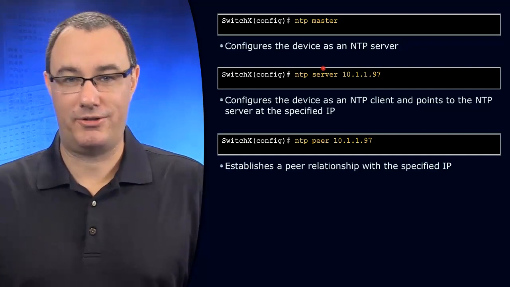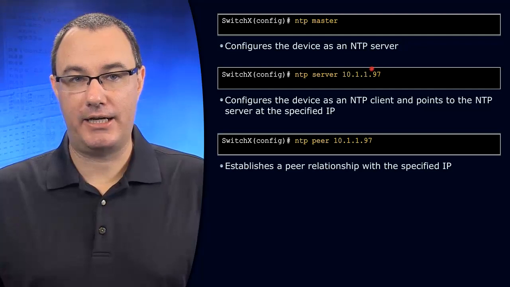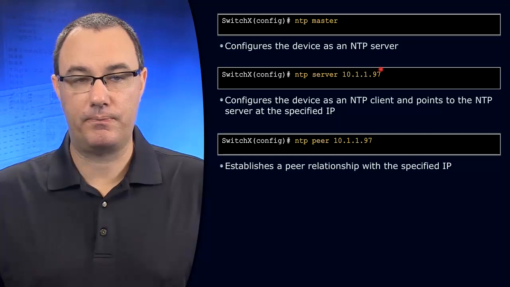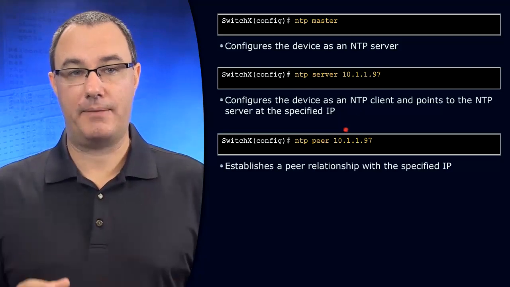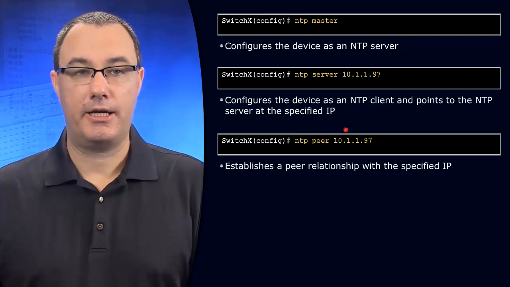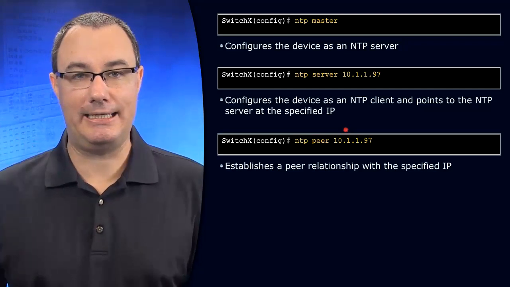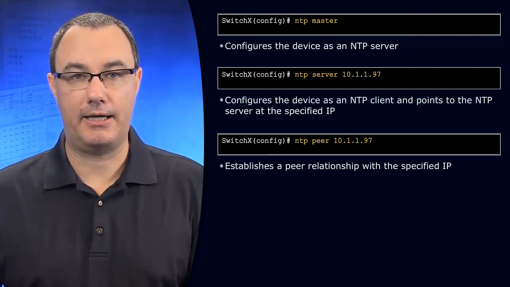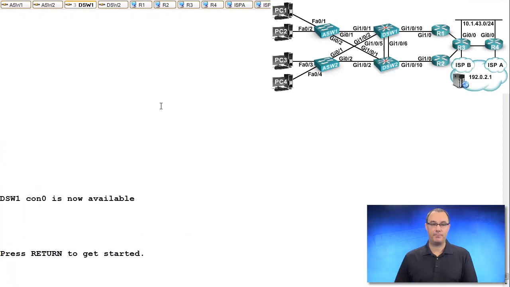To point to a server, you do NTP server and provide the unicast IP address that you're going to be sending your NTP queries to. And then if you want to set up a peer structure, you can do that, NTP peer, and you would have both devices pointed at each other in that case. So let's utilize this system and get comfortable.